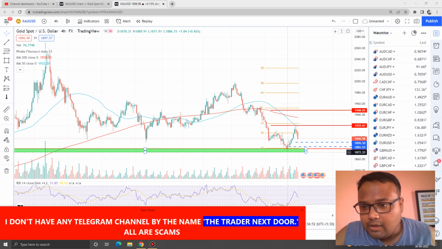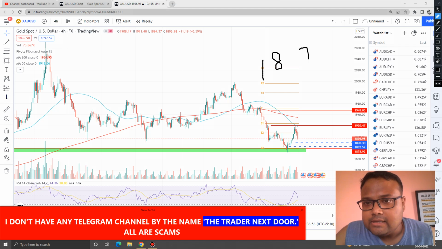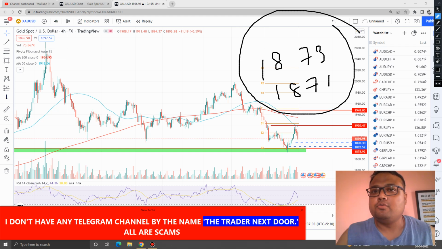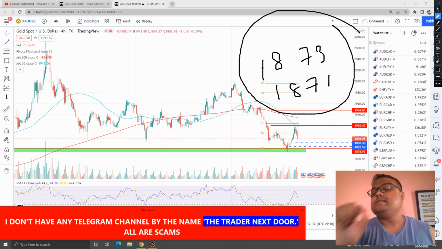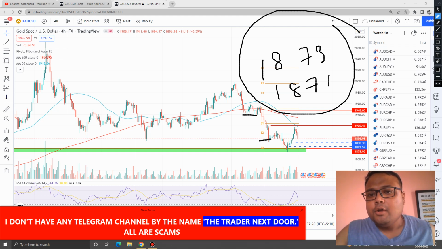Therefore the second important support for gold is 1873 to 1871. This is the next important support zone for the market. 1820, 1821 is the strongest support, and this is the second strongest support zone, because there is a possibility that new buyers have joined the market yesterday and will try to take support this time. Unlike the previous time, we can expect that the market will take support here.